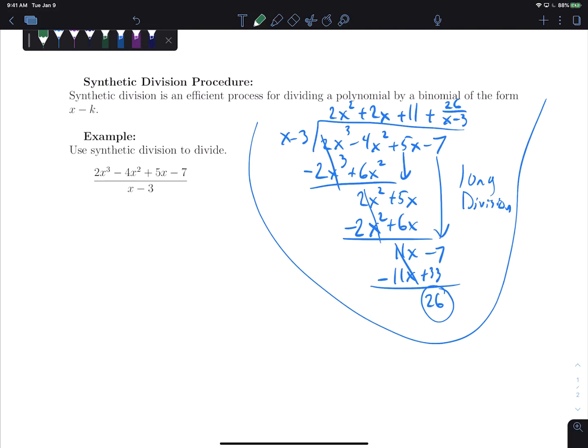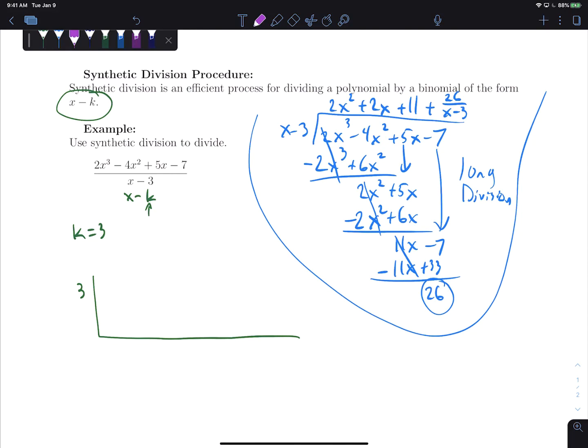With synthetic division, we are dividing by x minus k. So looking at this, x minus k, notice that k here is 3. So as a result, what we're going to do is we're going to do this. 3 and then an upside down division. And what I'm going to do is I'm going to write down the coefficients, getting rid of any pluses that I see in here. I'll keep the negatives with the negative coefficients, but I get rid of any variables and their exponents. And I just write them here. And that's going to give me 2, negative 4, 5, negative 7.